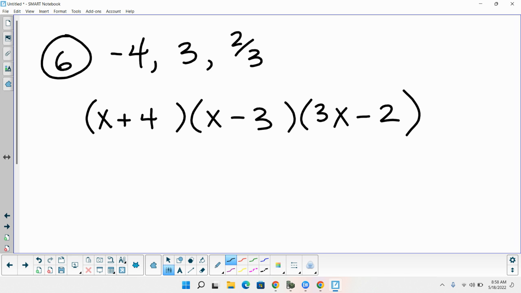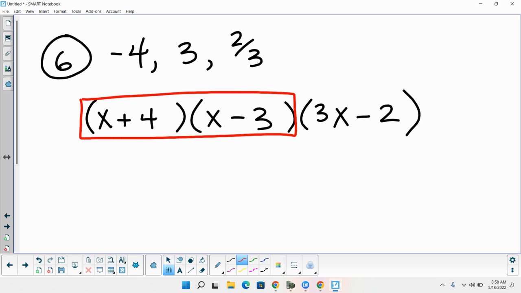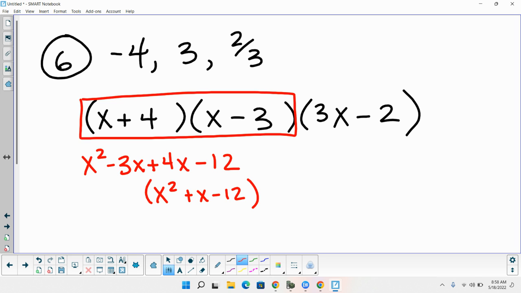Okay? And you only do 2 at a time, so I'm just going to do these 2 first. But it doesn't matter what order you do these. So, first, x squared, outside negative 3x, inside positive 4x, last negative 12. And then I combine like terms, so it's x squared plus x minus 12. Then I'm going to multiply it by that 3x minus 2, right, William?